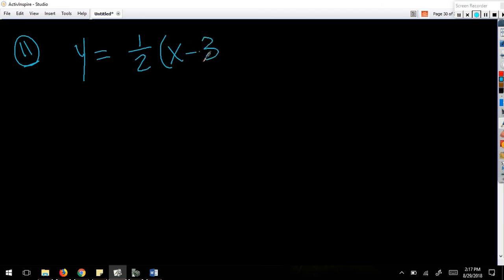1/2 (x minus 3) squared plus 2. Before we graph and while you copy it down, is it up or down? Skinny, wide, or average? Wide. What is the vertex? Positive 3, 2.